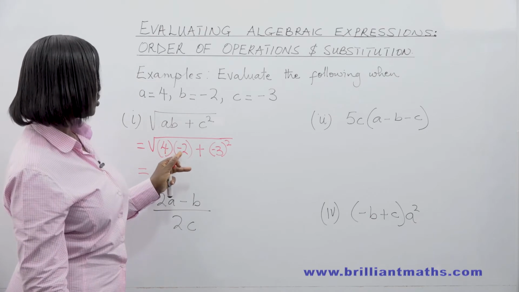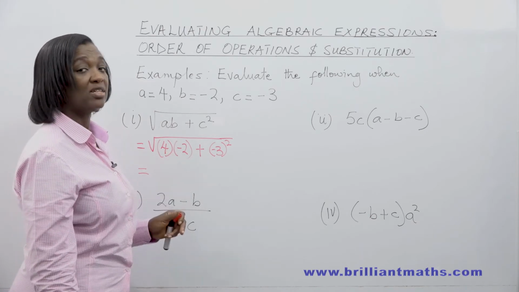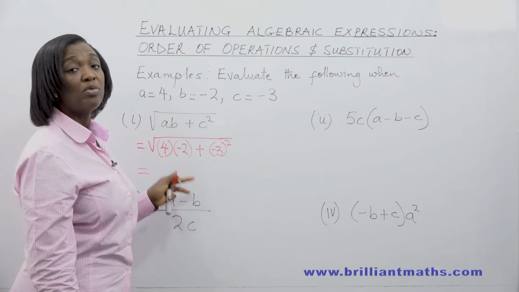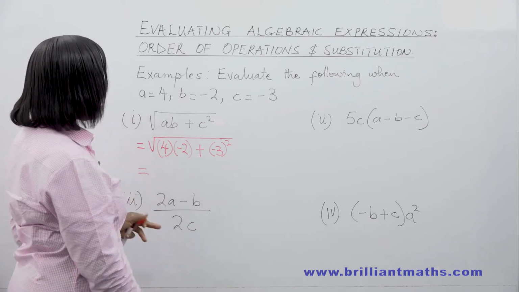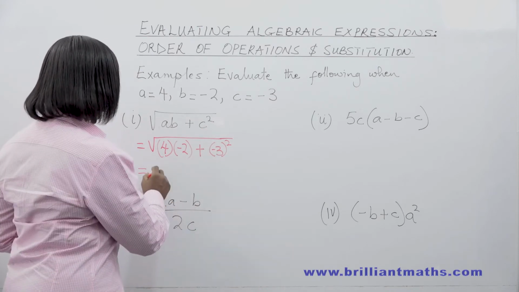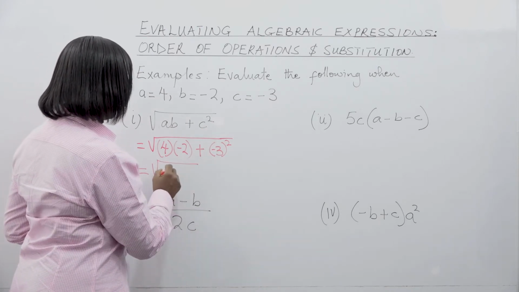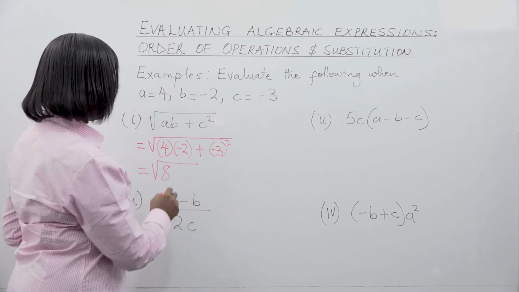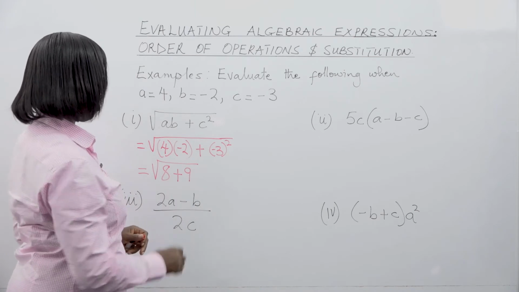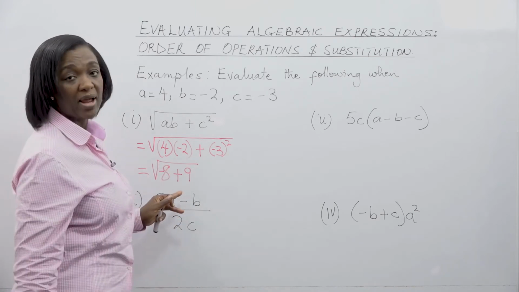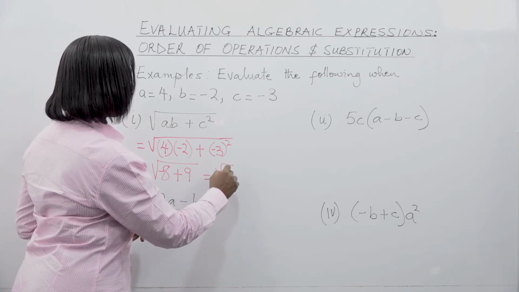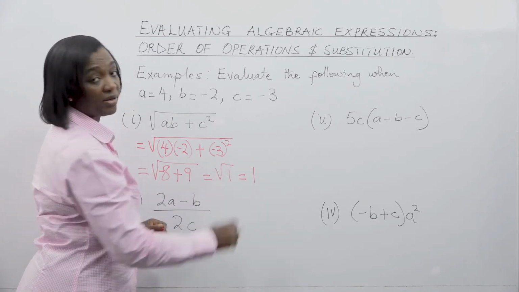4 times minus 2 will be minus 8. And minus 3 squared will be 9. So we have square root of minus 8 plus 9. Minus 8 plus 9 will be equal to square root of 1, which is equal to 1.